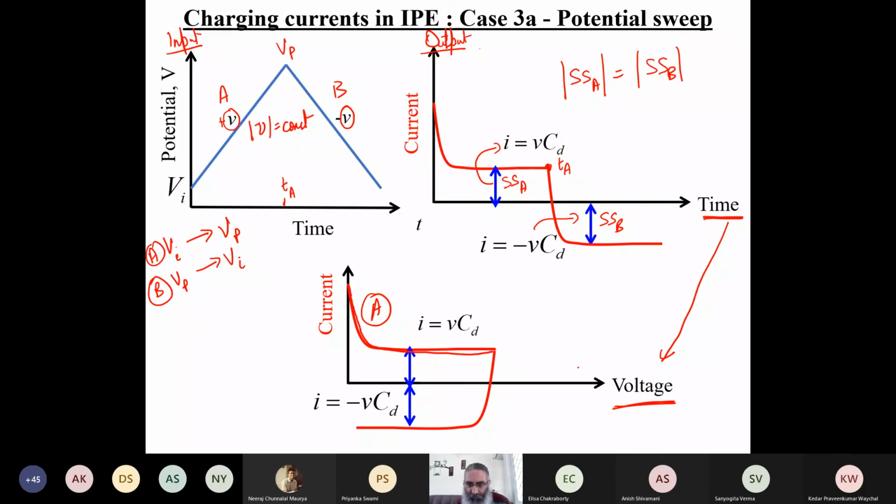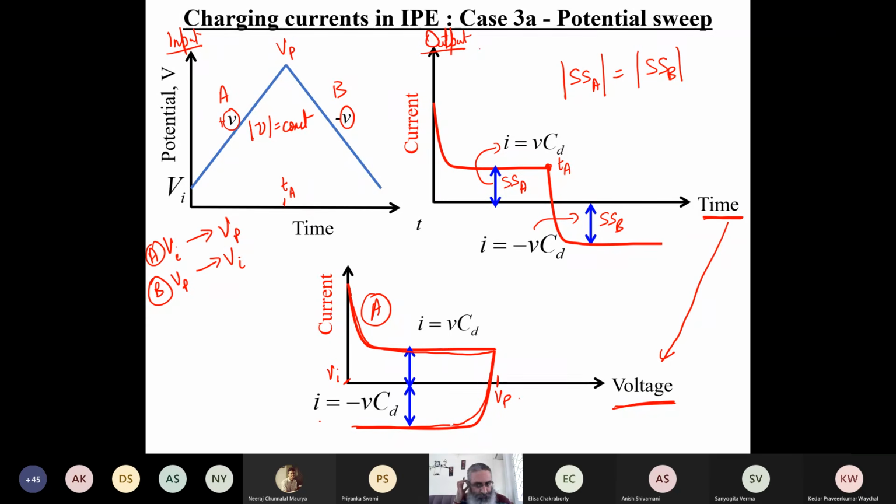But in terms of voltage, what I'm doing is basically starting from this voltage, which is VP, and going back to my VI voltage. So I can do the current in this direction. In this case, this is the transient curve and this becomes the steady state curve. The magnitude of the steady state curve again doesn't change. It is going to be equal to minus nu CD.